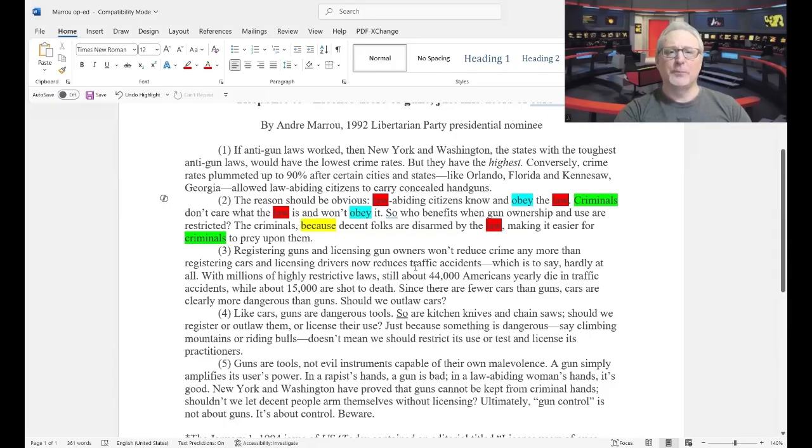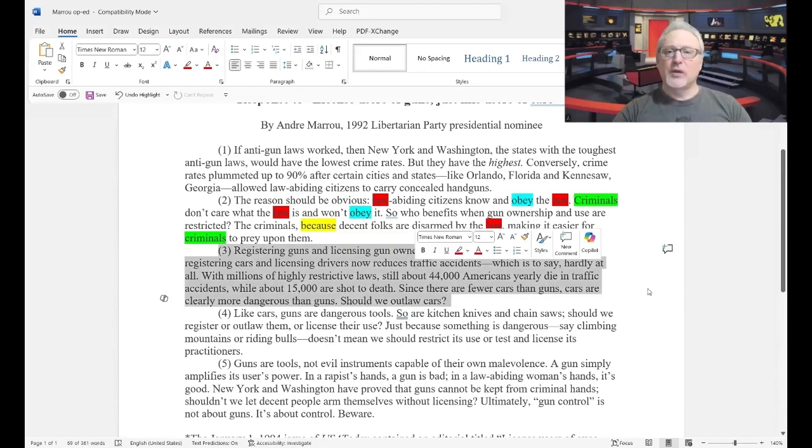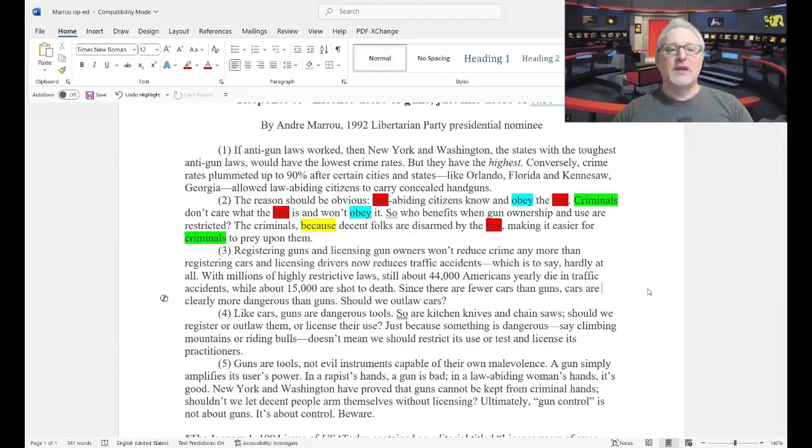I bring up this thing about forms of inference right now because of paragraph number 3. Paragraph number 3 says registering guns and licensing gun owners won't reduce crime any more than registering cars and licensing drivers now reduces traffic accidents.